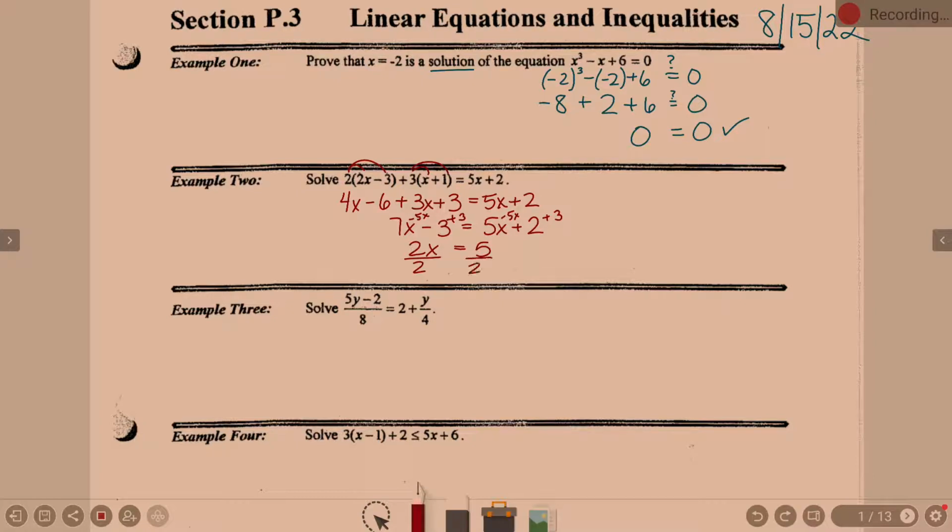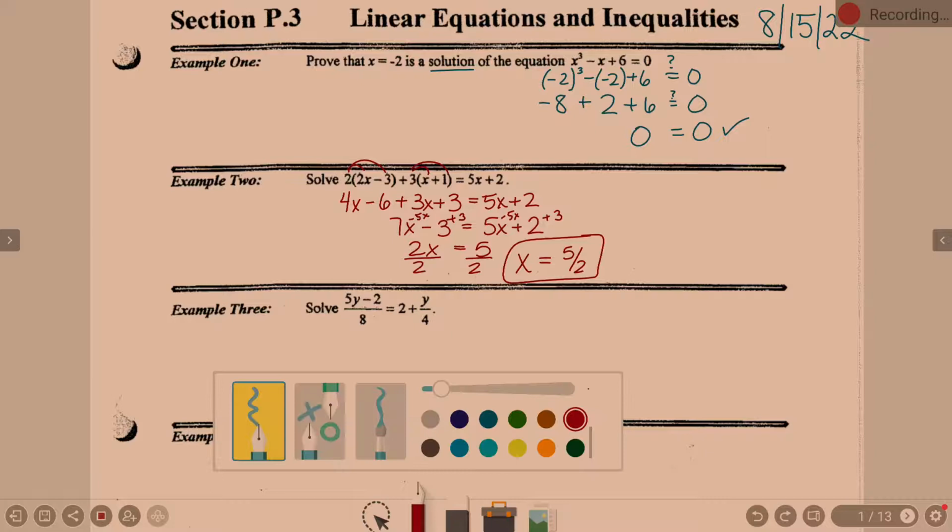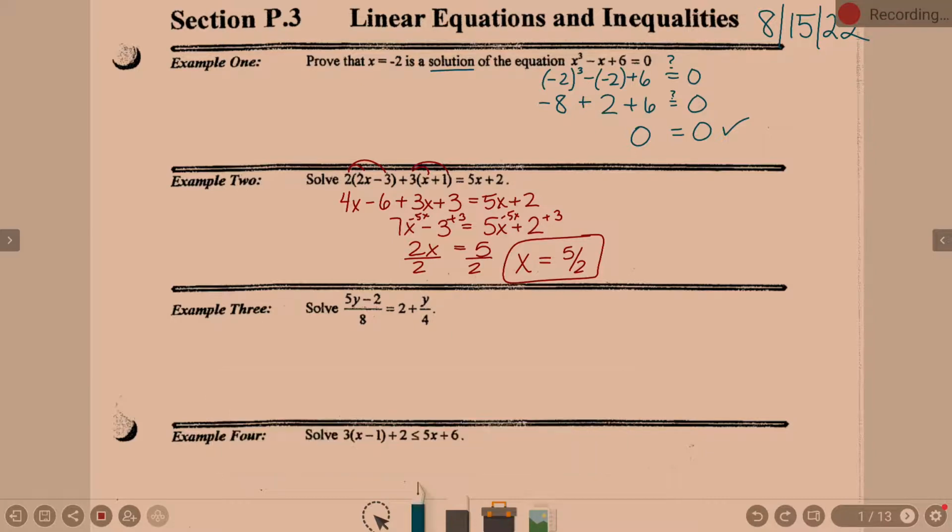How should we express this answer? X equals 5/2. I am perfectly fine with 5/2. Equivalent answer would be 2.5. I'm fine with that as well. But there are so many times it's just better to leave it as a fraction.